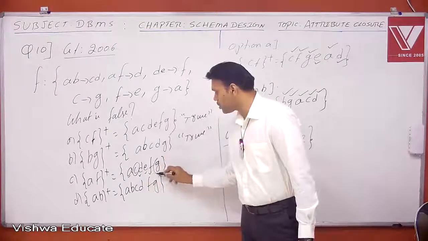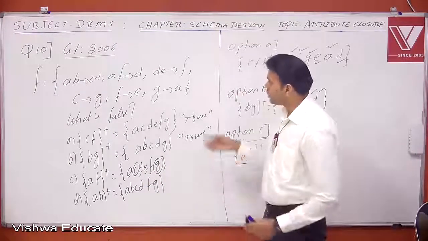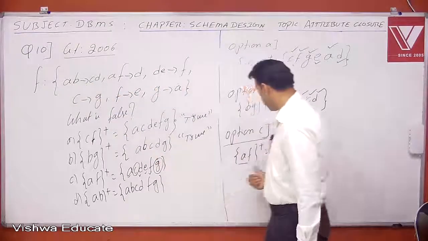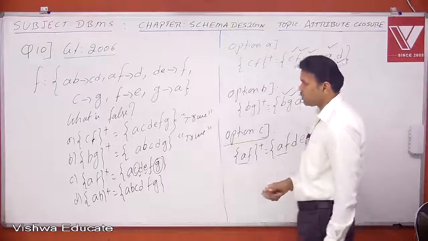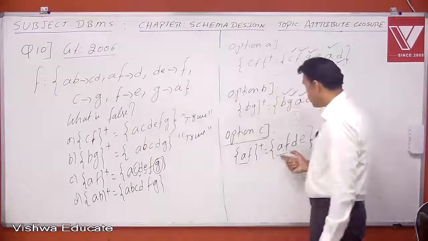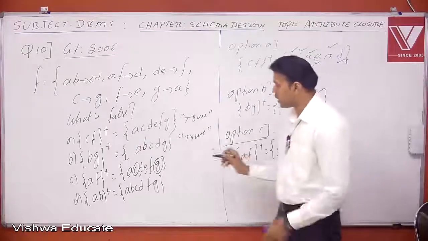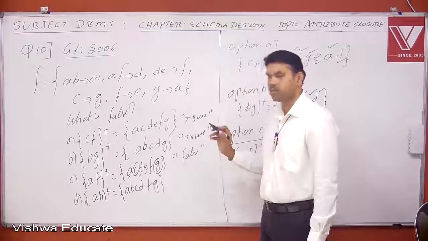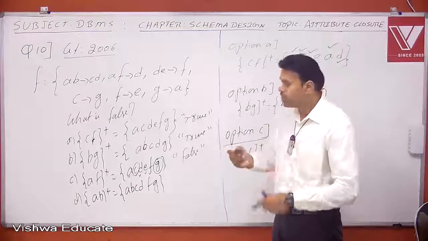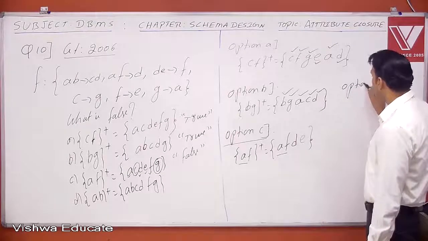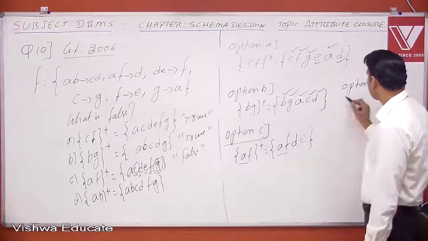He is asking about C and G. To get C, what is required? AB is required. You don't have AB combination. To get G, what is required? C combination. We don't have C combination. Hence, I can say this is a what? False. Don't stop. We will check option D also, because there may be a chance of multiple answers.